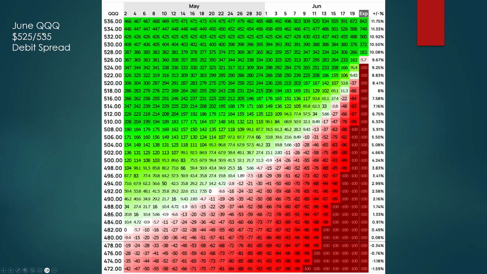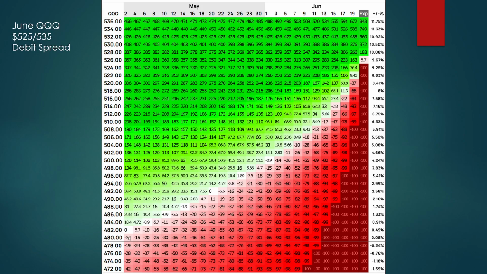In this example, we have the QQQ 525 535 spread, and you can see it. I don't know if you can see my mouse or not, maybe, but you can see that the value of the contract, as long as it is above 535 by expiration, you will receive the full value of 843 up in the top right hand corner there. And you can kind of see how the spread works over time, just like as using it as a call.